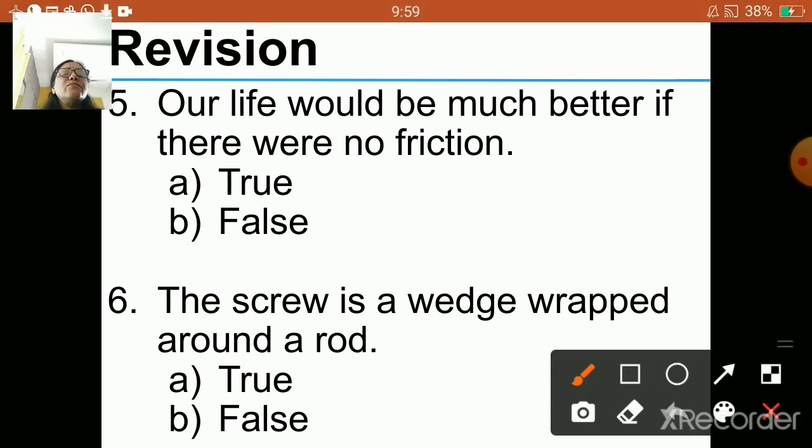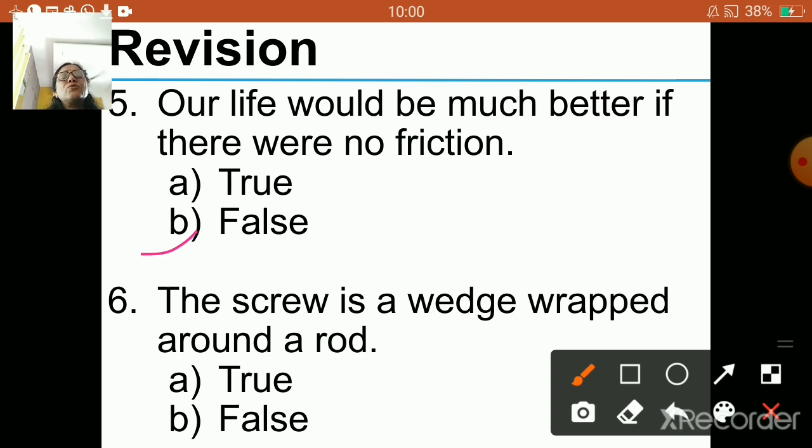Our life would be much better if there were no friction. Tell me whether it is true or false. Yes, it is false. Why? Because friction is necessary for us. As I had told you in the explanation, friction is necessary. But sometimes it is also not necessary. But it is necessary, because of friction only we are able to walk on the road.